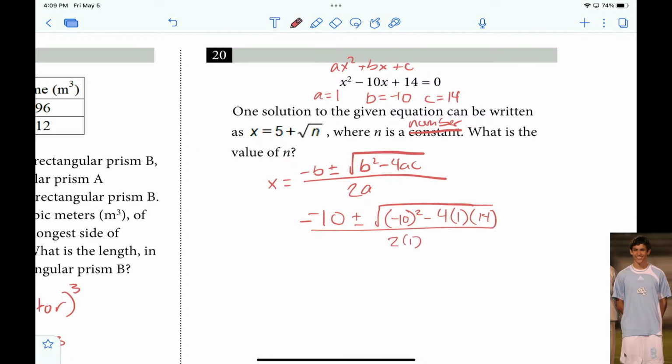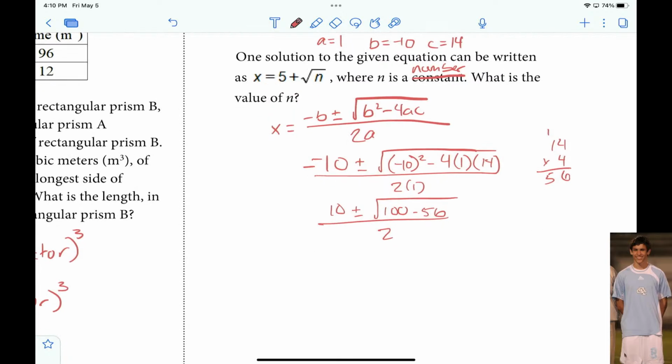All right, so now we're just going to do some arithmetic. So -10 is just 10 plus or minus the square root of 100. And then 4 times 14, or -4 times 14, if you need to, don't be afraid to do some of that math over to the side. So 4 times 4 is 16, carry the 1. So 4 times 1 is 4, plus 1 is 5, 56. This is minus 56 all over 2. So then that's just going to be 10 plus or minus. So 100 minus 56 is 44 all over 2.